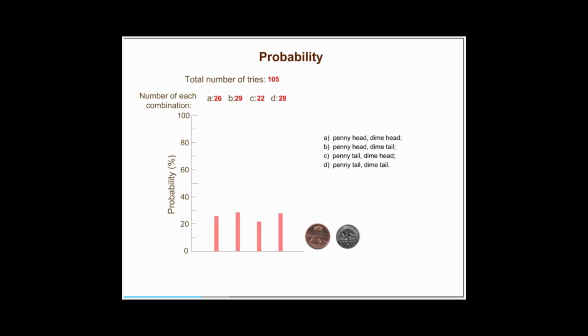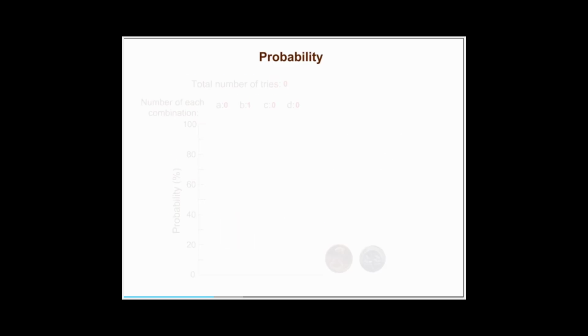These results illustrate the product law of independent probabilities. The probability of obtaining a head or tail for either coin in a given toss is 1/2. The probability of getting any one of the possible combinations is 1/2 times 1/2 equals 1/4.